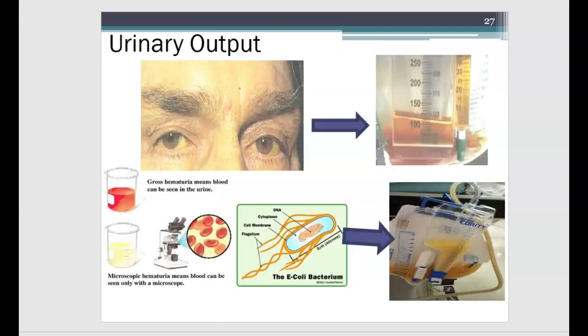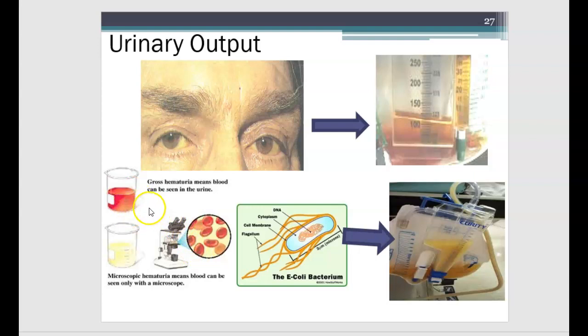There are certain signs that tell us something is going on with our kidneys. I want you to read the small print underneath. Sometimes we can have blood in our urine and we don't see it with the naked eye, but when we go under a microscope, we can see hematuria. So sometimes we can see it with the naked eye.